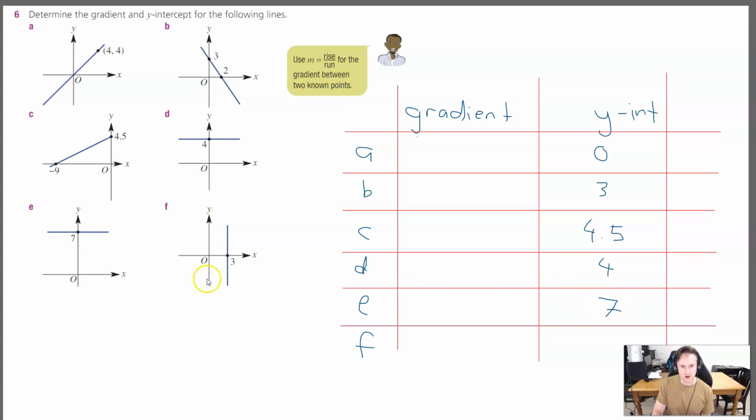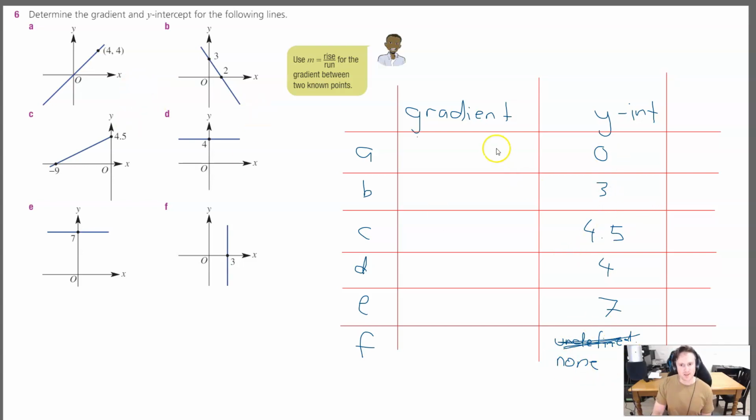And F, it's not cutting through at all, okay? So there's no y-intercept, okay? So that one. 0 is probably not the best thing to say, so we can say undefined. Okay, I've double checked my answers for that one, and instead of undefined, we'll say none. Okay, so not 0, but none, because there is no y-intercept.